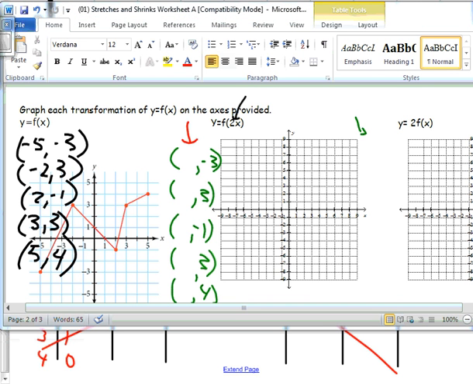Okay, so we've copied down our y's. Their y's didn't change, but what's going to change? The x's. Are the x's going to get twice as tall? No. Stuff on the inside does the opposite of what you'd expect. Half as big, yes. So what is half of negative 5? Negative 2.5.